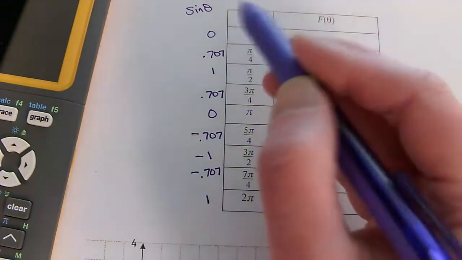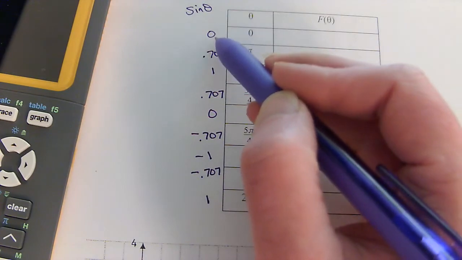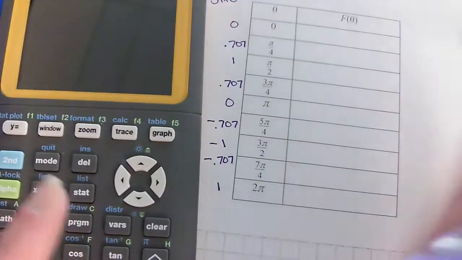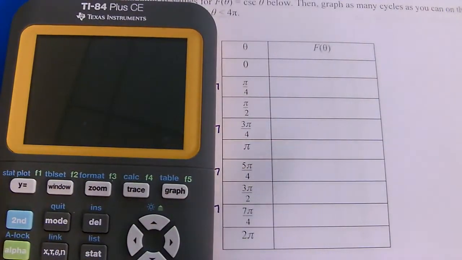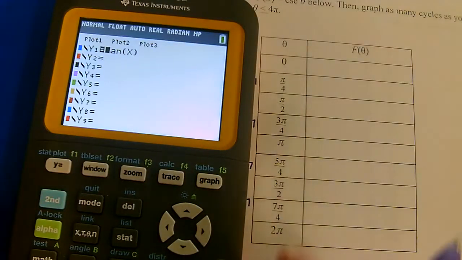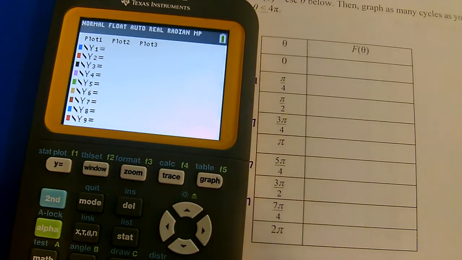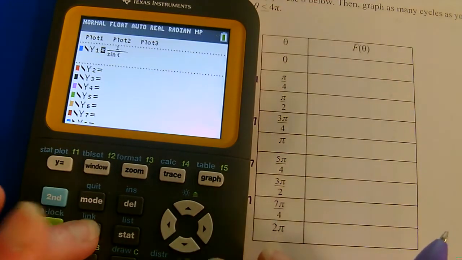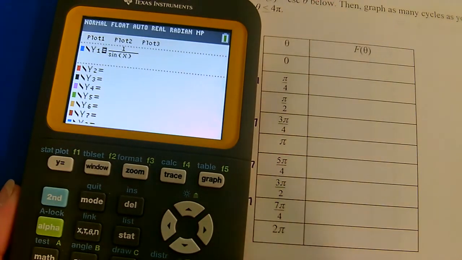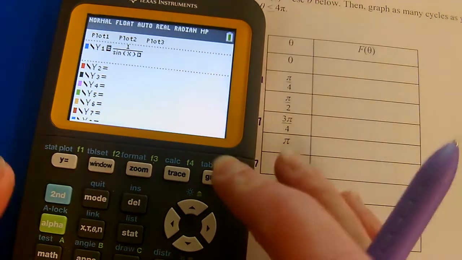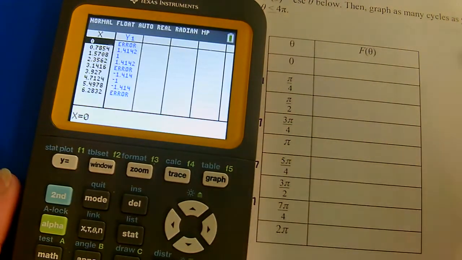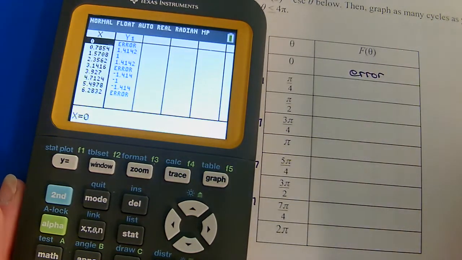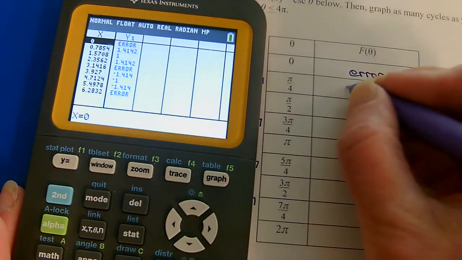So let's think what's going to happen if I do the reciprocal, 1 over sine. What do you think is going to happen here? When sine was 0, what's going to be 1 over 0? So back into my calculator. I'm going to do a fraction, 1 over sine x. That's cosecant. That's the only way to get it in the calculator. I get an error. Why am I getting an error? Because 1 over 0 is undefined.